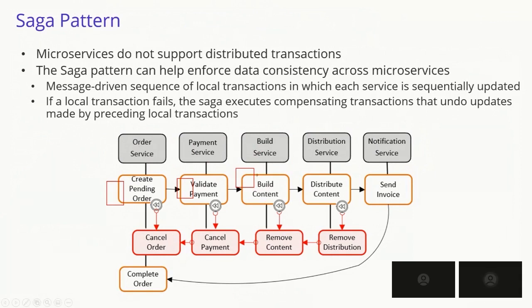Then it publishes an event, and the distribution service, this might be our shipping service, listens for the build event. Then it would basically set up the distribution of the shipment. Then when it's done, it publishes an event. The notification service listens for that event, notifies the user, sends an invoice, does an update in its data store. It sends basically an order complete event, and then the order service listens for the complete event, grabs that, marks the order complete pretty much, and we're all done.